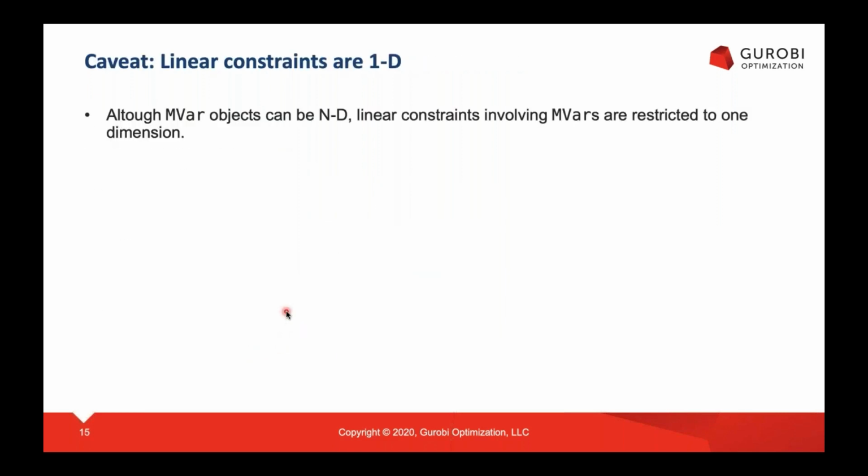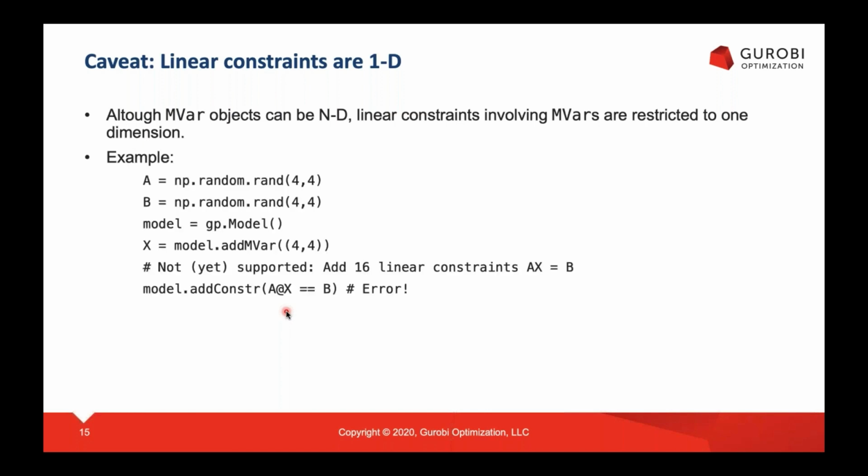There's one caveat though that I need to mention at this point. We have seen that the MVar objects are essentially n-dimensional. For linear constraints, however, we currently have a restriction that constrains them to be one-dimensional. So here's one concrete example that does not work yet. Assume you have some matrix A of shape 4 by 4, another one B also 4 by 4, and an optimization variable also of shape 4 by 4.